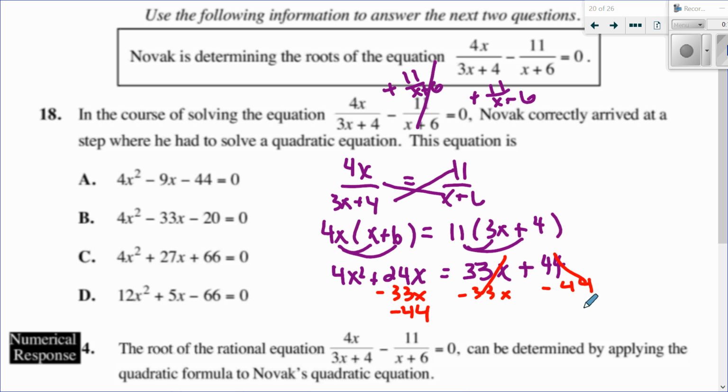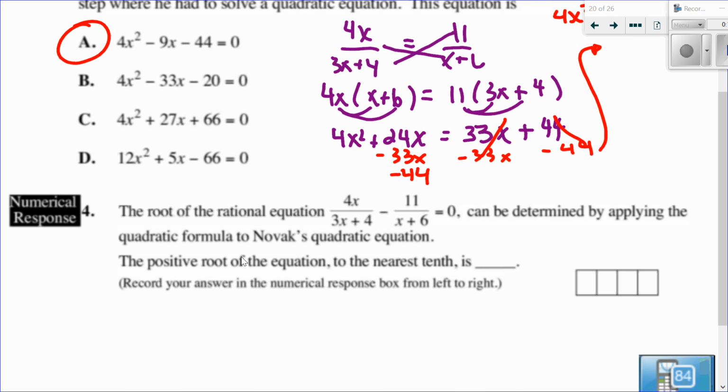So I'm left with 0 over here. So let's go up here. I'm left with 0 on that side, and then I have 4x squared, and then I have 24x, take away 33x is negative 9x, and then take away 44. So that is the quadratic that I end up with, that I'm going to solve in the next question. But right now, that's what they want, the a value. That a is the quadratic that matches. So the answer is option A.